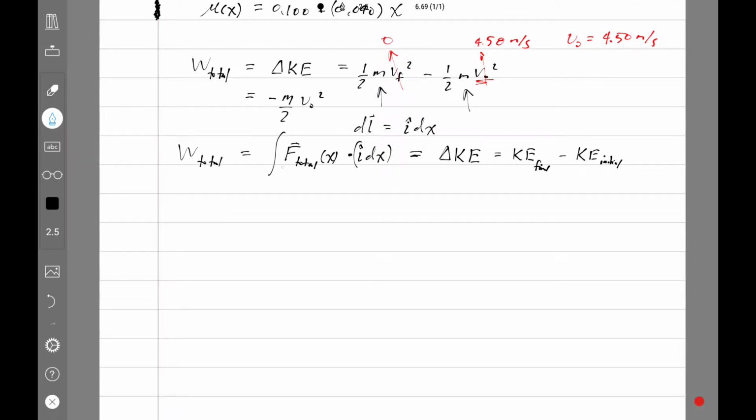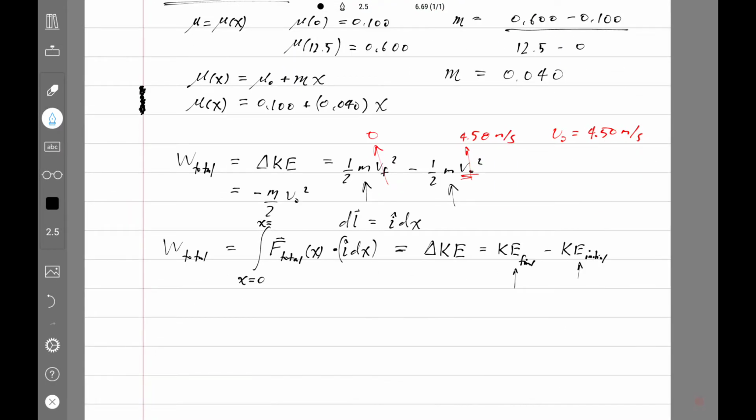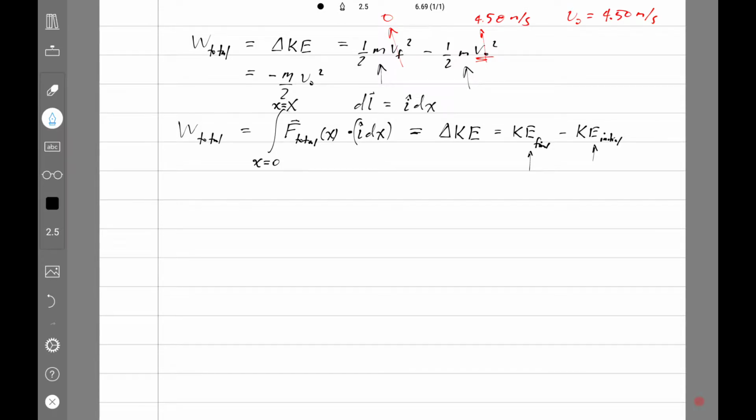Okay, so the lower limit here corresponds to when I have the initial kinetic energy. And then the upper limit here corresponds to where or when I have the final kinetic energy. That final kinetic energy, 0, is when the velocity is 0. And by my definition of what capital X was, where the box eventually stops, Vf equals 0 when x equals capital X. So the upper limit on this integral is capital X.